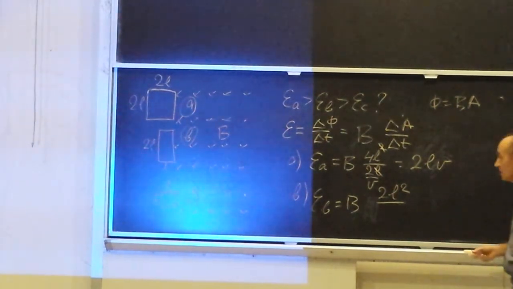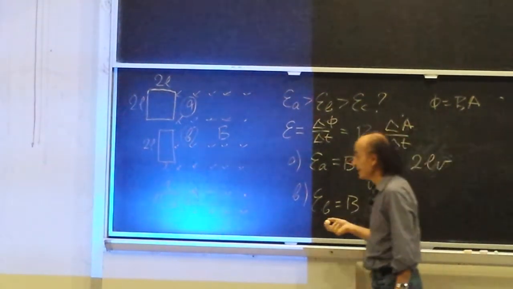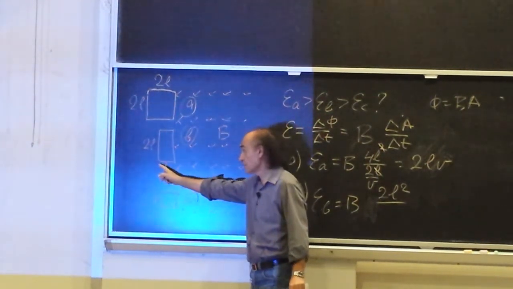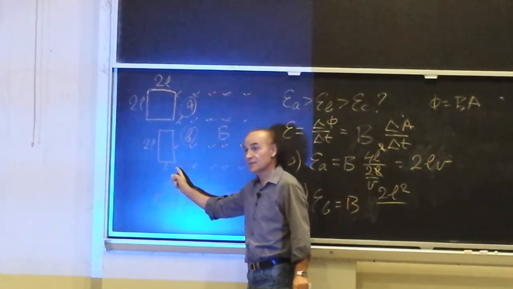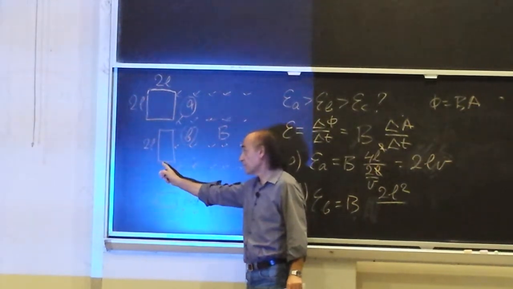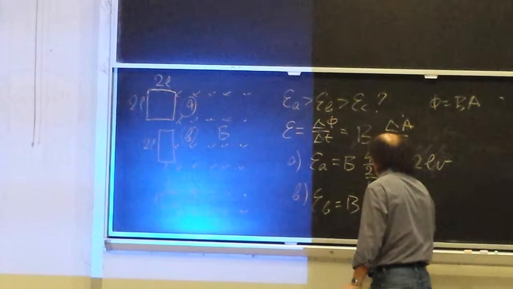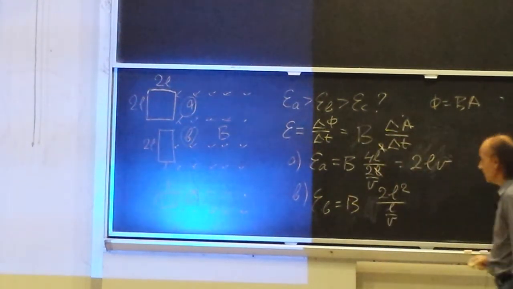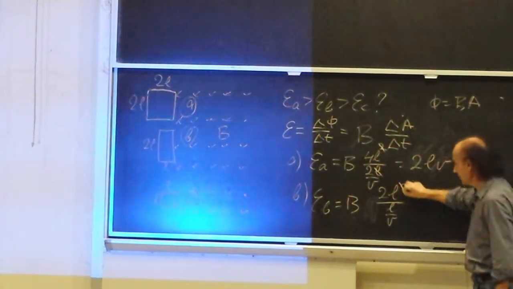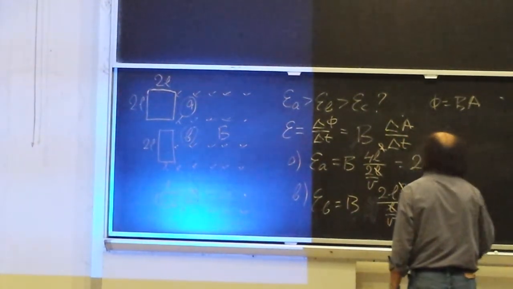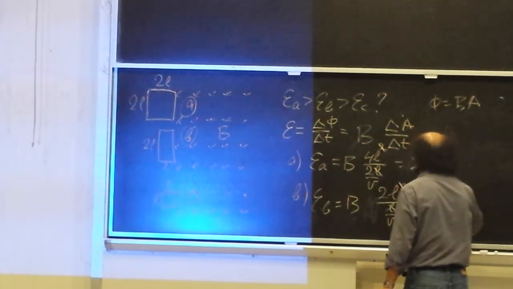2L squared is the change of area. What is the time? The time is again distance divided by velocity. What is the distance? It needs to travel this distance, right? When it travels this distance, the whole thing is in the field. Distance traveled is L, and velocity is V. Again, you simplify this, L cancels away. We have 2L times V.